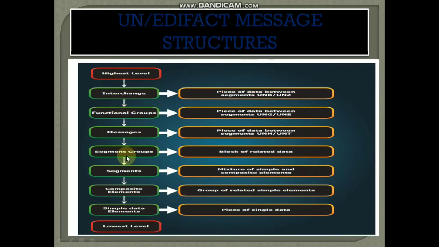So this is the diagram which will be given there. Starting from the highest level, it comes inside to the interchange and goes on. It travels through the message part, the segment group, that is the table group, and then the simple data elements, and goes to the lowest level.